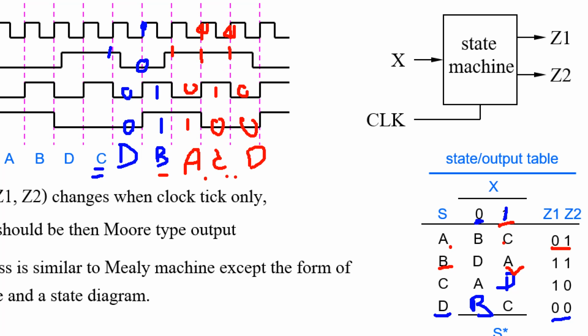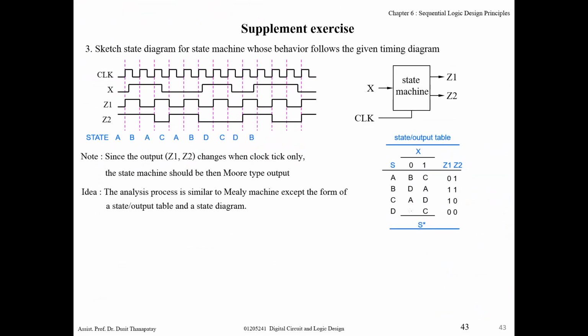Input is 1, C changes to D. Okay. And at the last clock tick, input is 0. Output is 11, and 11 is B. At state D, when the clock ticks and input x is 0, go to B. Okay, so you can complete this state output table.